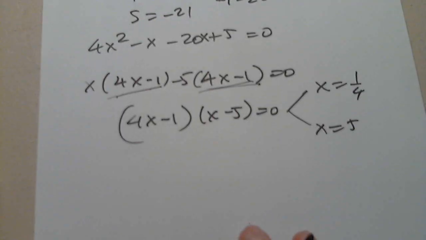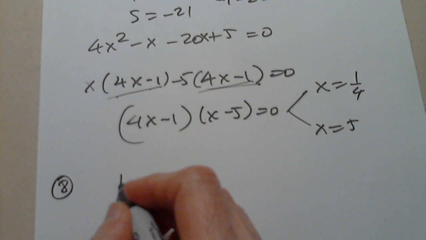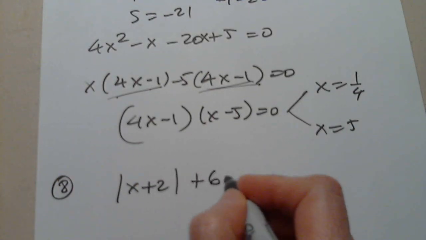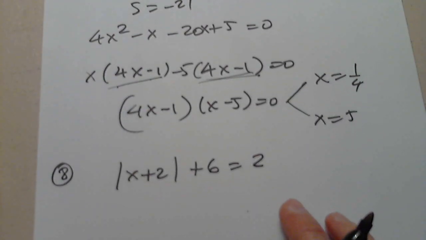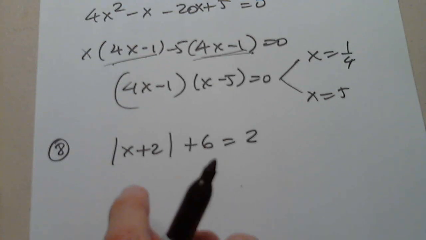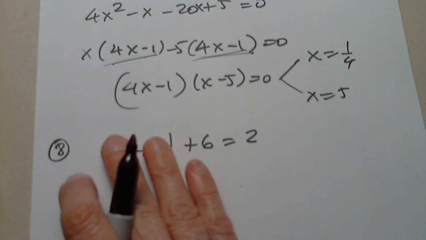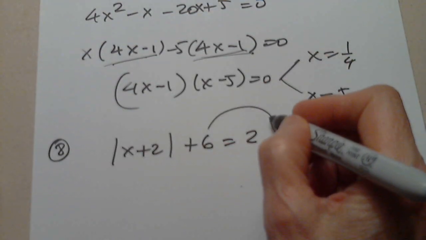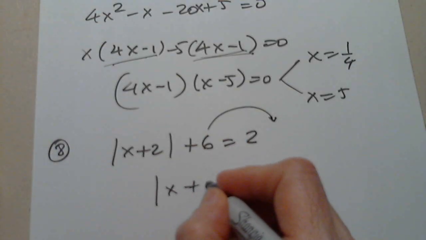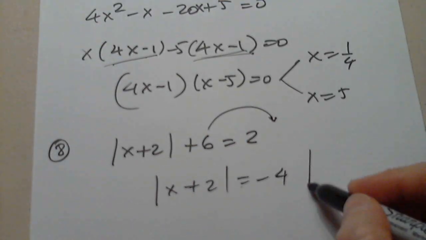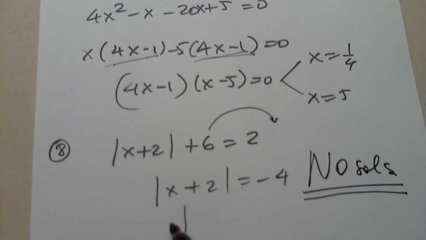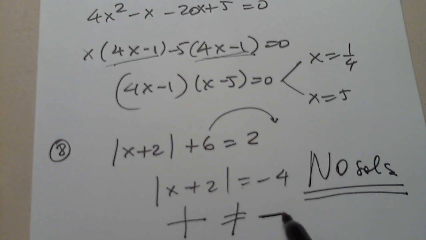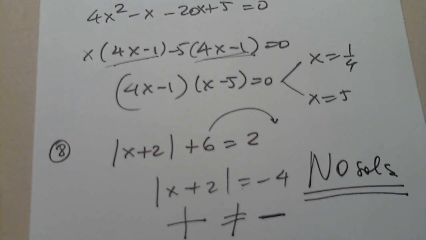Solve the absolute value equation. In 8, the absolute value of x plus 2, plus 6 equals 2. Okay, perfect. I have to simplify it first. This is not a grouping symbol. You cannot touch this. But you will have to move 6 to the other side. The absolute value of x plus 2 equals negative 4. No solutions. Done. A positive number, which is an absolute value, can never equal a negative number. I have nothing to say.